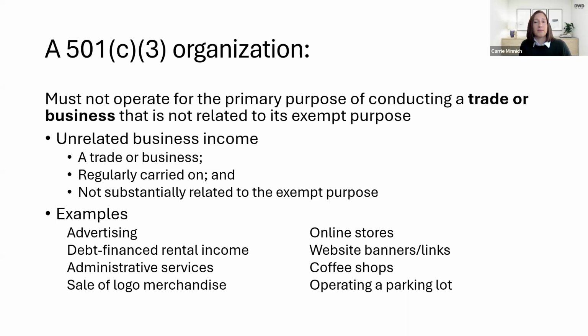First of all, three things must be in place for it to be considered unrelated business income. It must be a trade or business, it must be regularly carried on, and not substantially related to the exempt purpose of your organization. The IRS does not care what your organization is doing with this revenue. It doesn't matter that all of the proceeds are going back into the organization to further the exempt purpose. They look strictly at what activity was used to generate this revenue. And if all three of these things are in place, it's probably considered unrelated business income.